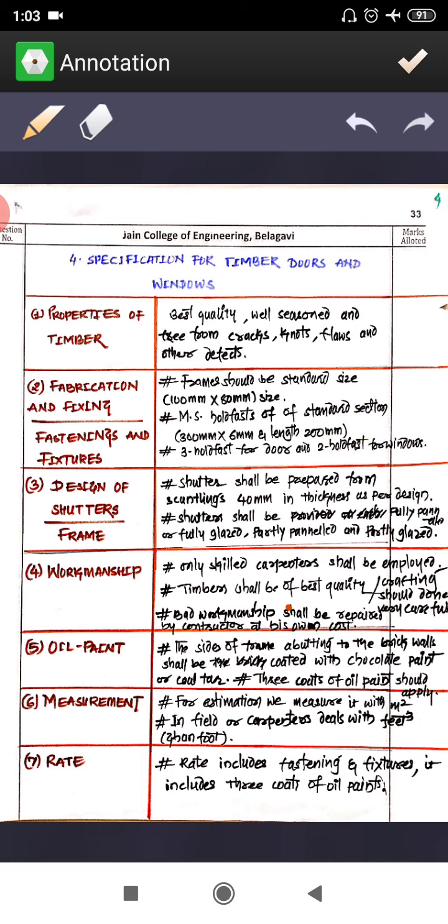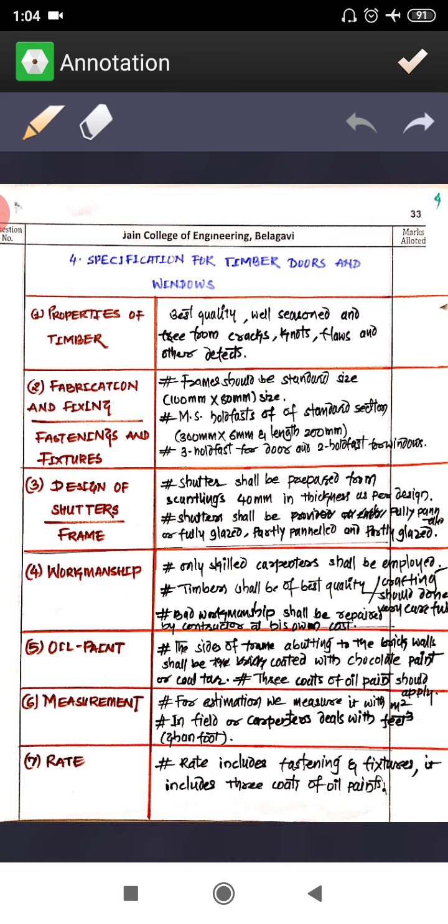When you are going for the design of shutter and frame, keep in mind that the shutter thickness should not be more than 40. You can have more thickness, but it will be costlier if your thickness is more. Then the shutter may be fully paneled, fully glazed, or partially paneled or partially glazed. That is what I have mentioned here.